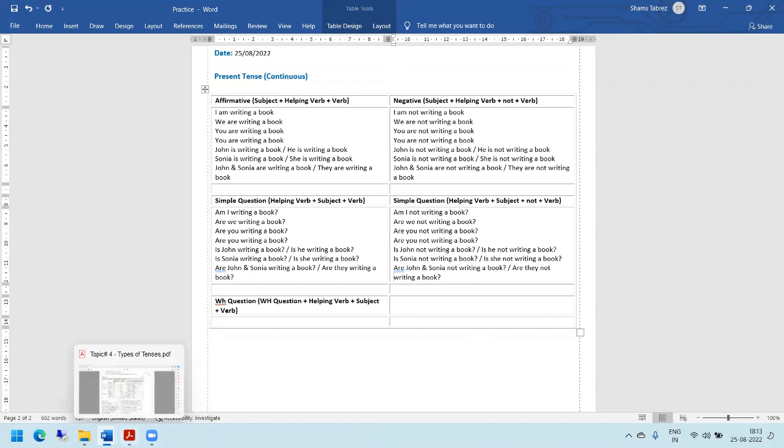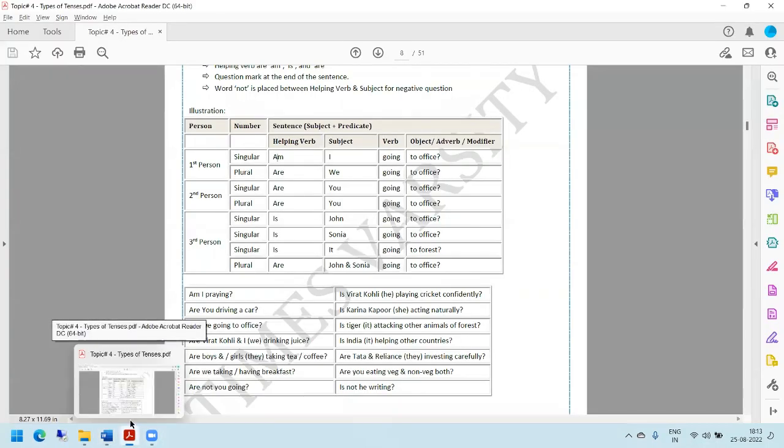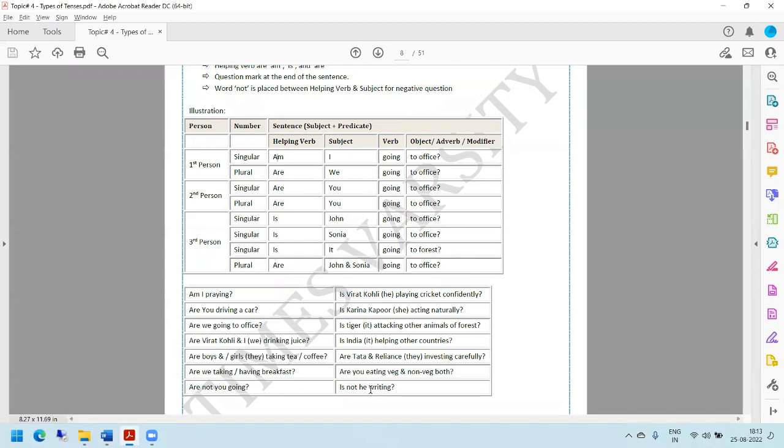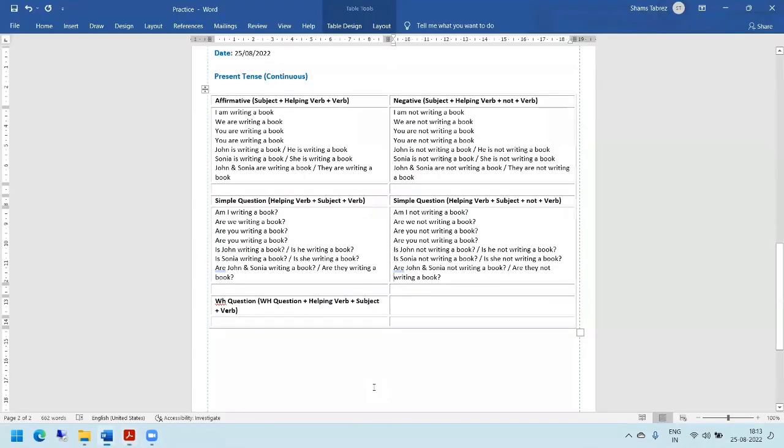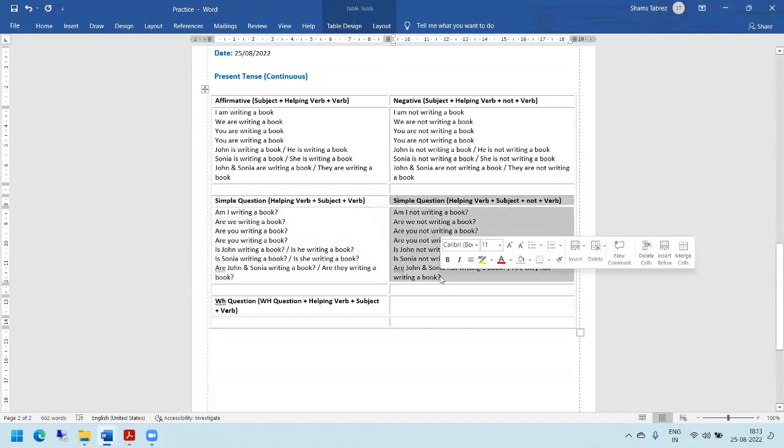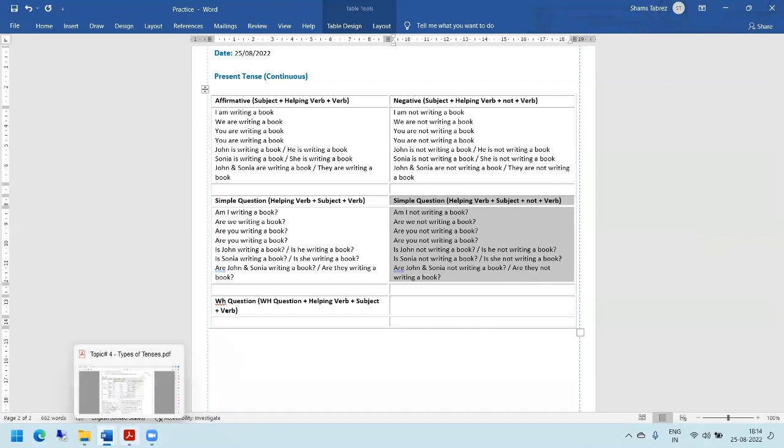Okay. So I will correct it in the document. "Not" should be coming before the verb, because it negates the verb. So it is coming with the verb. So you see here, this is a simple question, and here a simple question with "not". Now, simple question is over. Move to WH question.